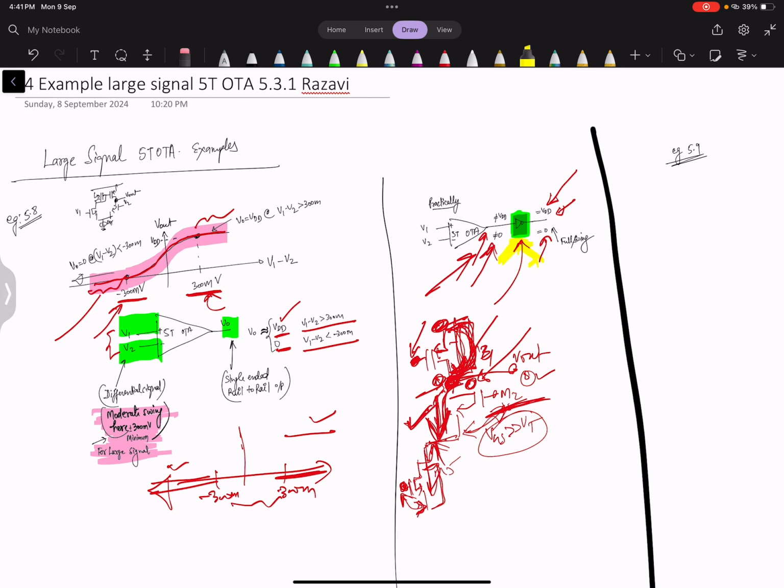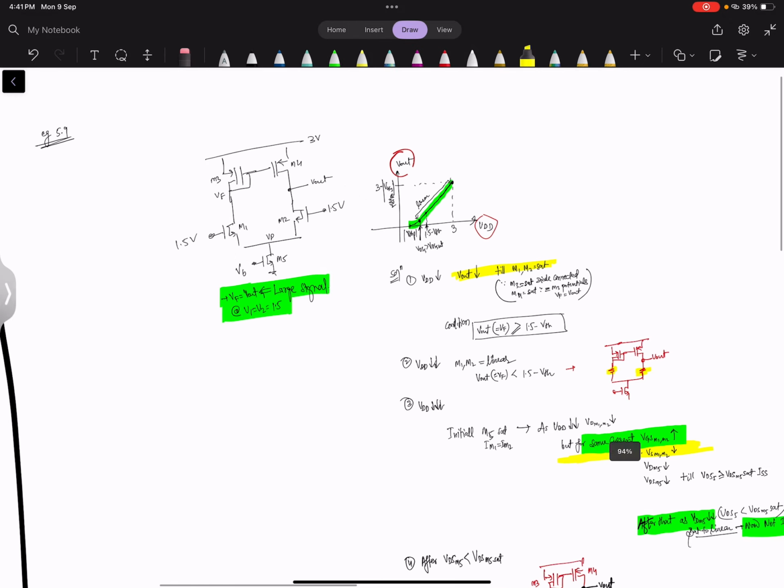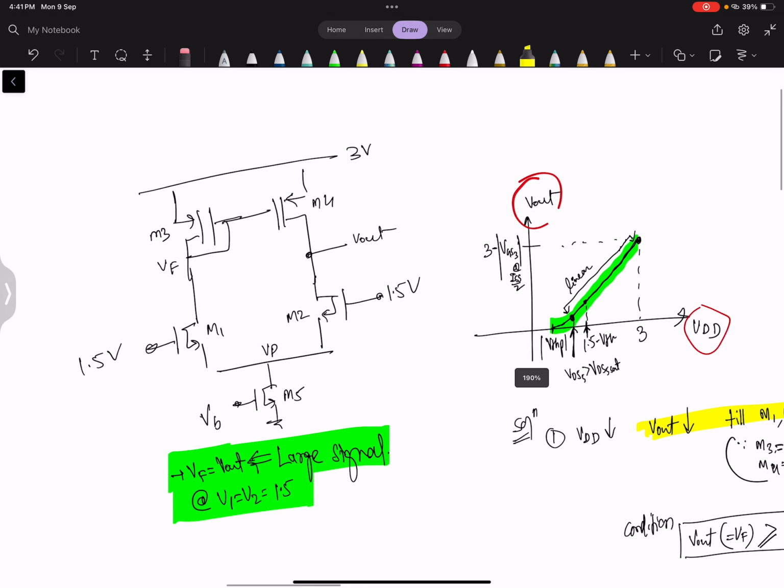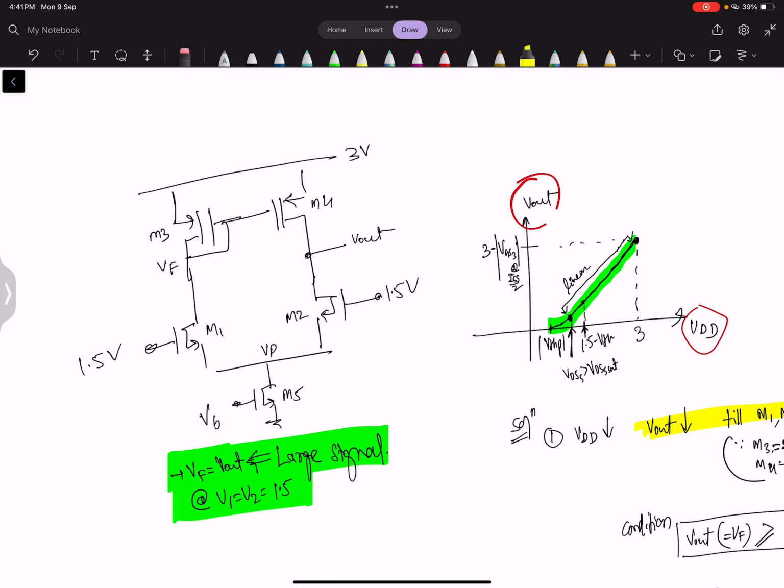Now let's go for another example. Here the question is simple. They are asking, for the same V in, what is the V out when VDD is decreased?